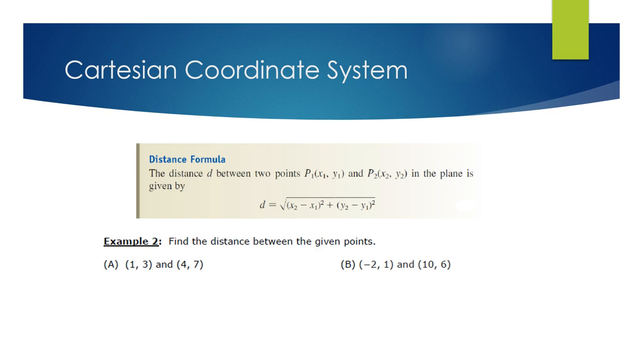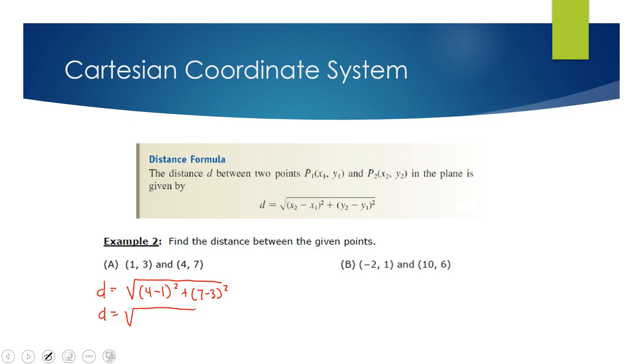I can't just count. So what we do is we have this distance formula, which says d equals the square root of (x2 minus x1) squared plus (y2 minus y1) squared. It's basically the difference of your x-coordinates squared plus the difference of your y-coordinates squared. So if I wanted to find the distance between (1, 3) and (4, 7), I would take the square root of (4 minus 1) squared plus (7 minus 3) squared.